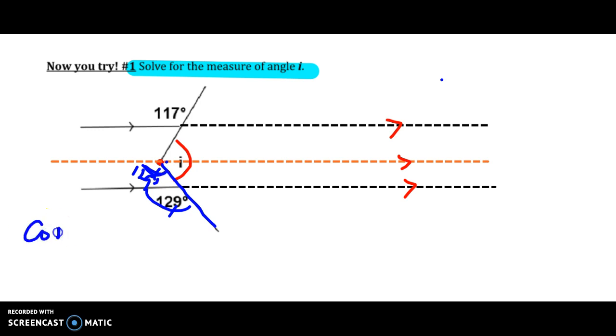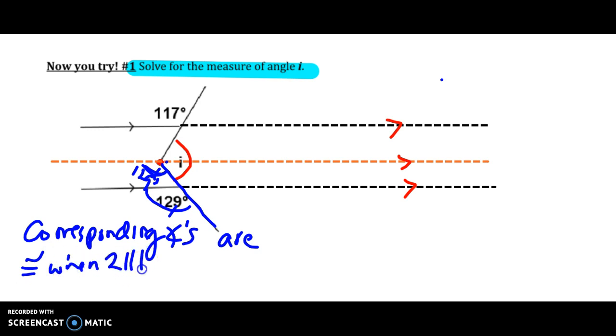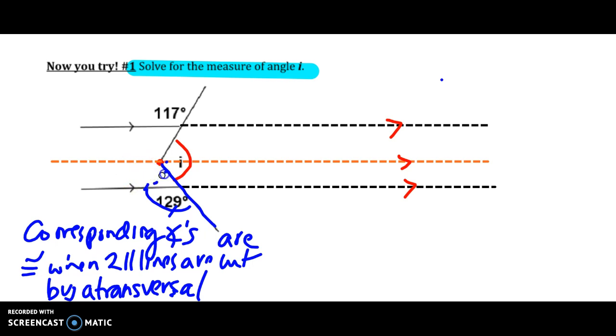So this is corresponding angles are congruent when two parallel lines are cut by a transversal. Notice I keep writing this over and over again. This is extremely important to remember. So we have 129 degrees right here. I'm going to tidy this up a little bit so that we can see it. It's a little hard to see.